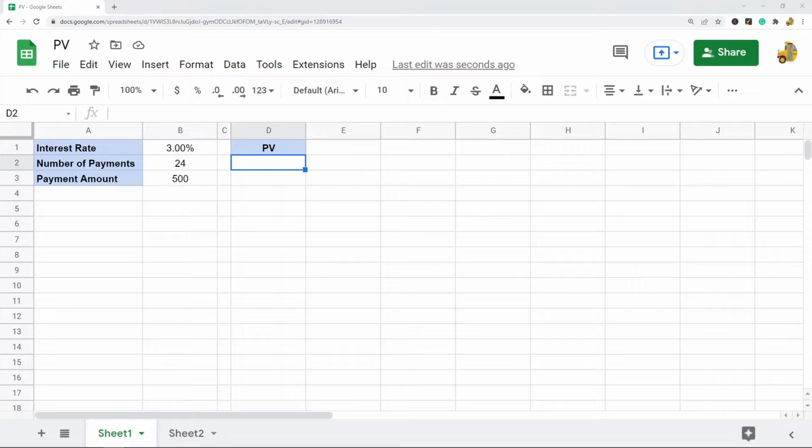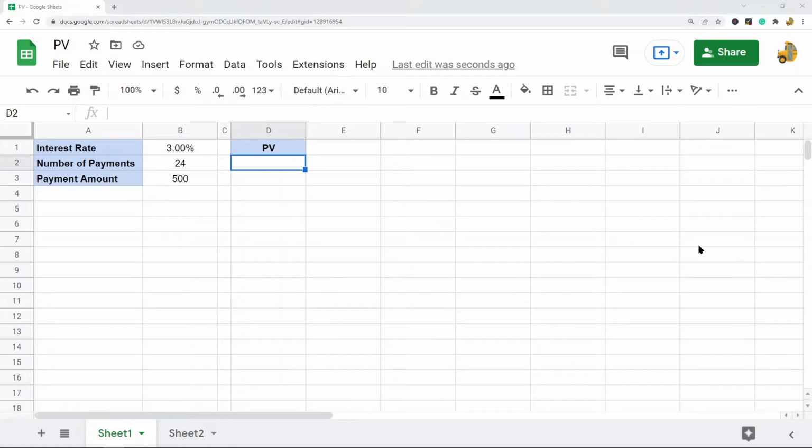For those of you that are already subscribers to my channel or already familiar with Google Sheets, a while ago I covered the FV function. FV calculates future value, whereas PV calculates present value. If you're familiar with that function already, it's the exact same syntax and you set up the formula the same way. So if you already know FV, you already know PV, but for those of you that don't know FV, I'm going to go over this function.